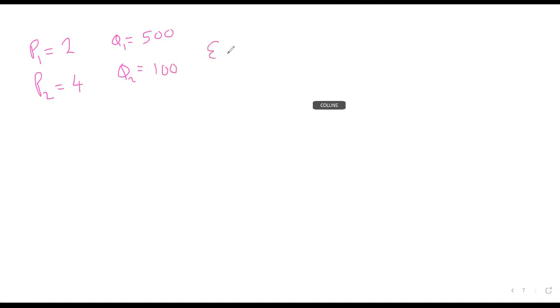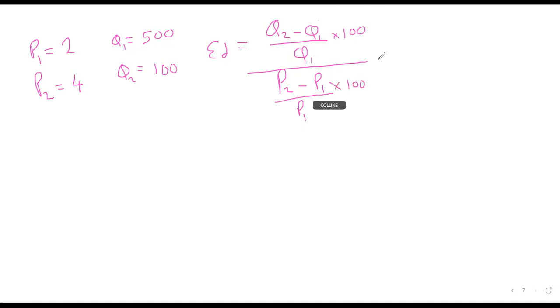So who remembers what is the formula for elasticity of demand? Q what? 2 minus Q what? Minus Q1, over Q1 times 100. Then here, what do we have? P2 minus P1 over P1, times 100. So help me with the figures. What is our Q2? 100 minus what? 500 over what? 500 times 100, isn't it? All together?